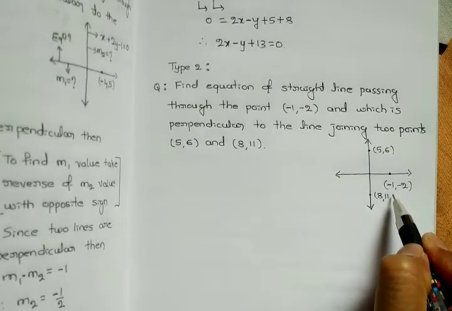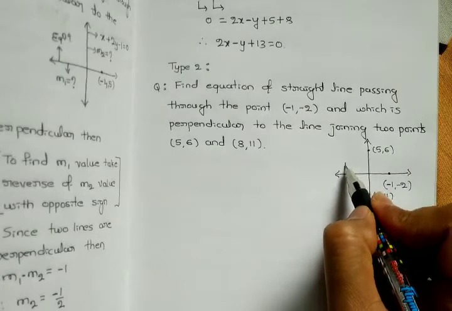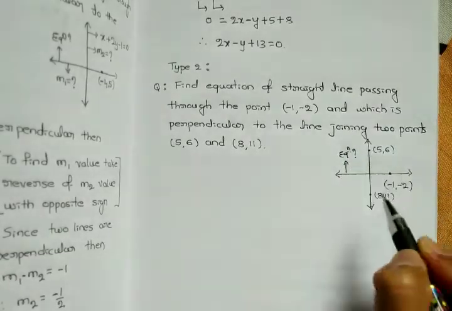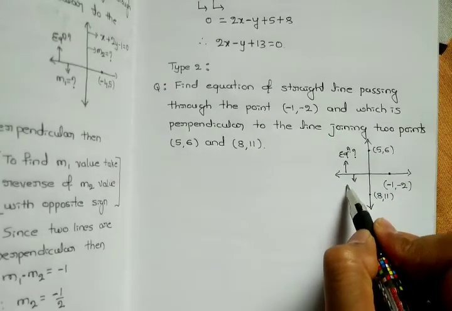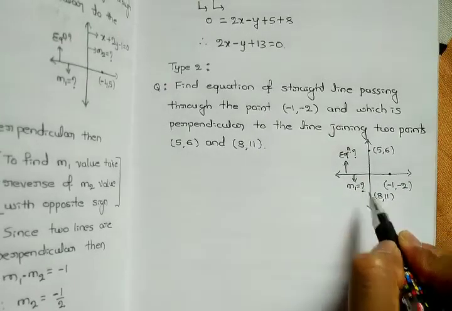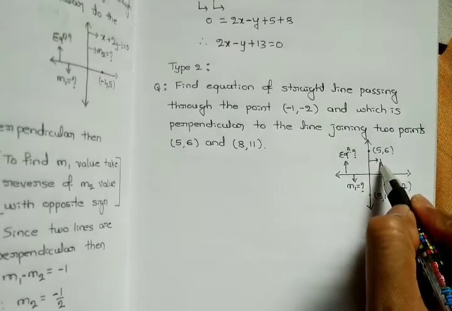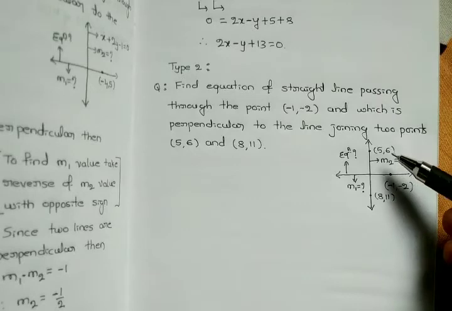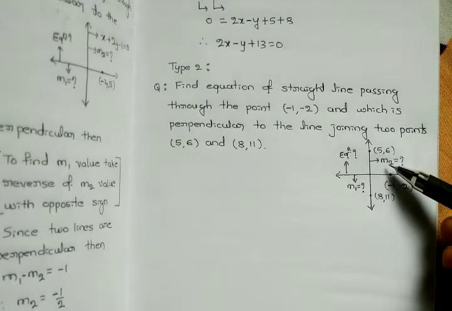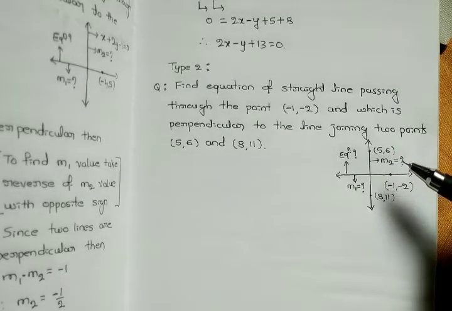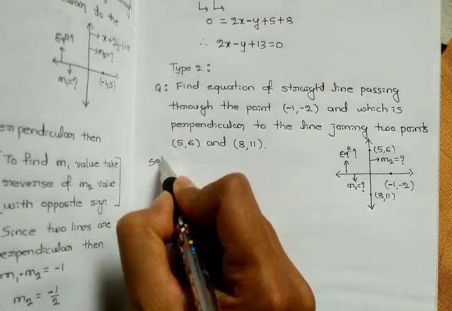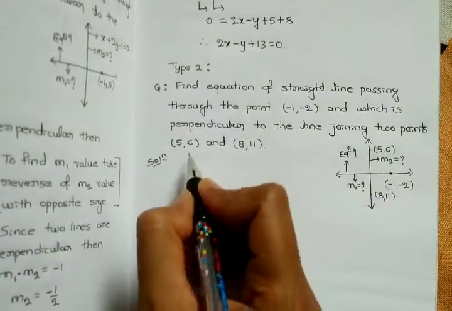Okay, 8, 11. So here for this first line you need the equation, question mark. So next, the first line's slope you want, question mark. The second line's slope also you want, question mark. Okay, so you know when 2 points are given, how to find the slope? Using which formula? y2 minus y1 divided by x2 minus x1. Okay, therefore solution: first consider the second line's 2 points.